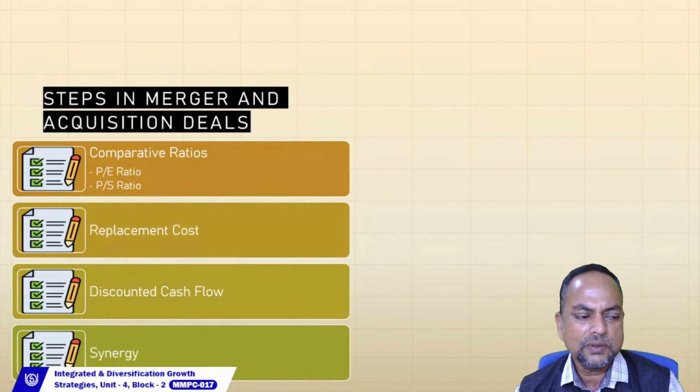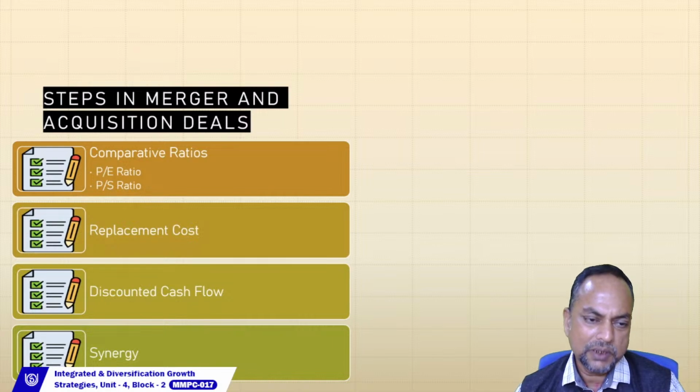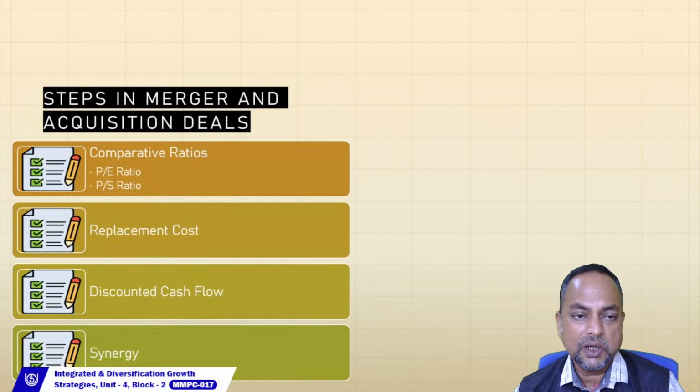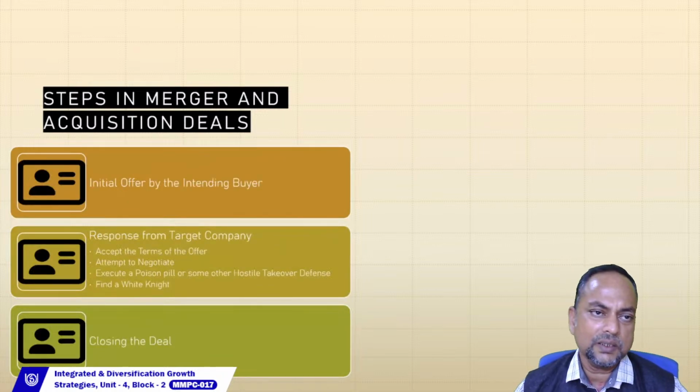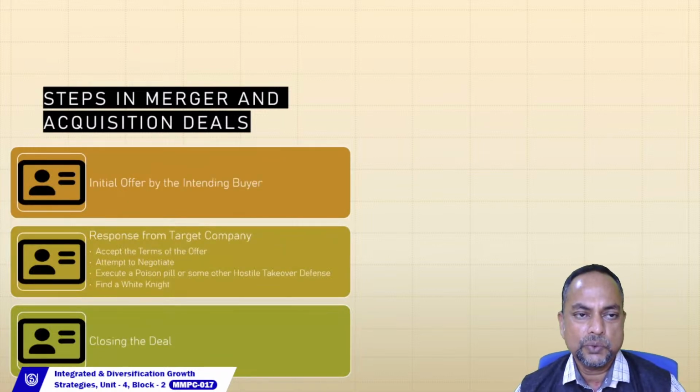Discounted cash flow is a process where we evaluate a particular organization, a particular company, in terms of its current value based on the future cash flow, right? And synergy, of course, pre-merger and post-merger values. We say that with these kinds of mergers, we can actually increase the basic aspects of the organization, right?